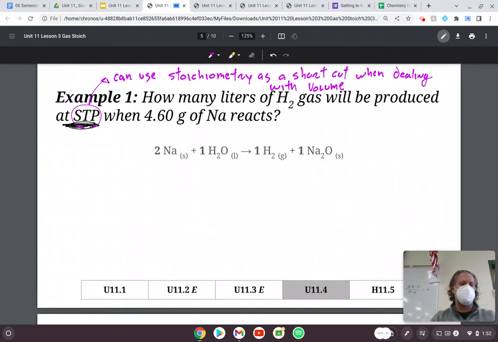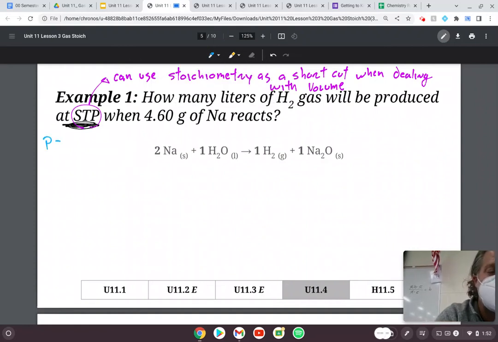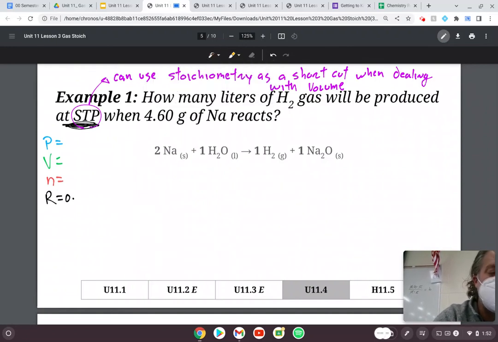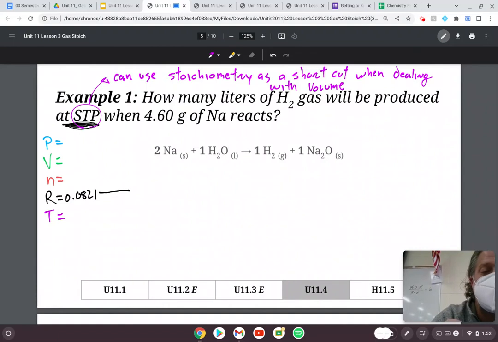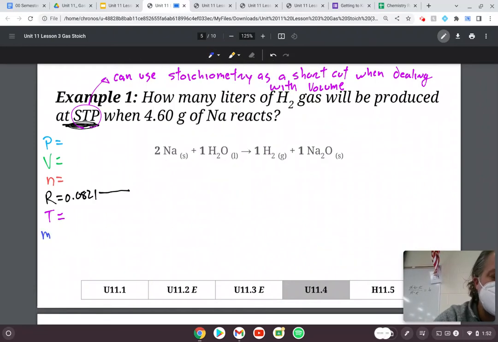And so just like before, I usually go through the process of identifying my variables. So I'm going to have a pressure, a volume, the number of moles, the ideal gas law constant, and temperature. But what's going to be different this time is we're now going to add mass, which will be grams.